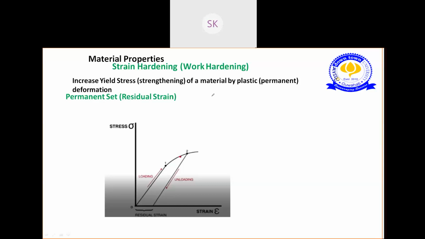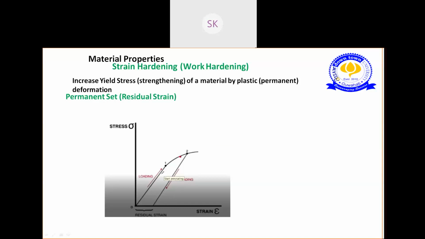It is an ability to increase the yield strength, or the strengthening of the material, by this permanent or plastic deformation that takes place. And this permanent or plastic deformation that takes place, we call the permanent set or residual strain.